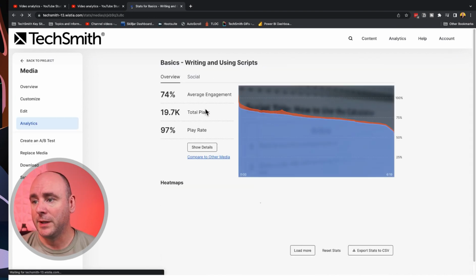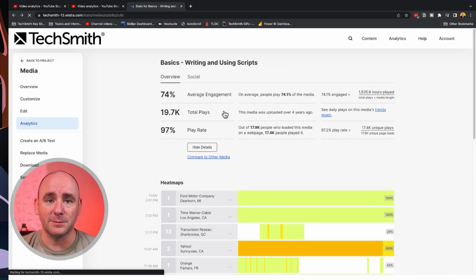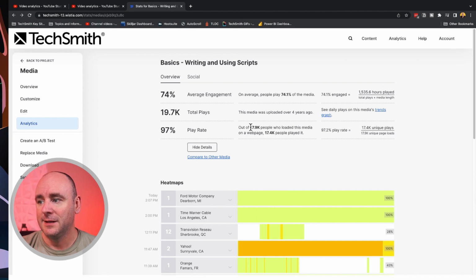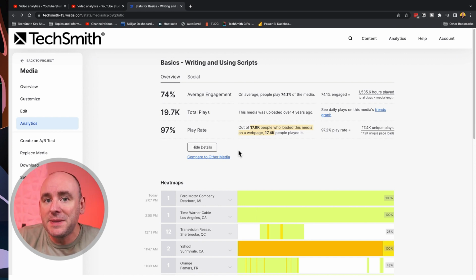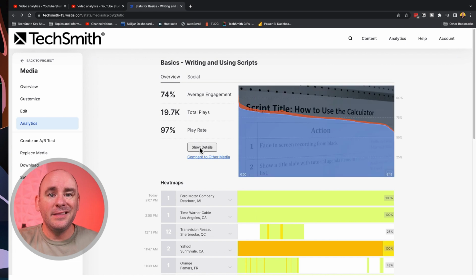That way we can look at play rate real quick, because play rate is telling me that of the 17.9 thousand people who loaded this media, there are 17.4 thousand people who played it. And that's, again, showing you the math. You can see Wistia is doing a really good job at explaining and helping you understand where these metrics come from. But it's much more limited on the overall data compared to YouTube. So that's an advantage YouTube has. These other sites may not have the same richness.